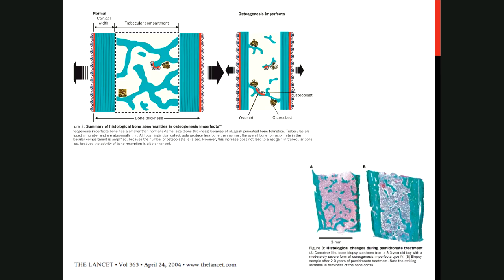This is just a picture that demonstrates the marked increase in cortical bone thickness in a child who has been treated with bisphosphonates, a child with osteogenesis imperfecta who's been treated with bisphosphonate therapy.